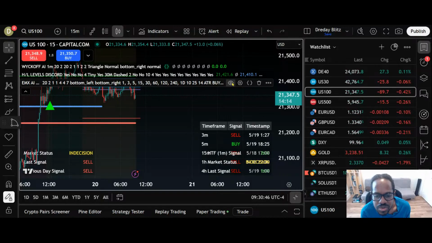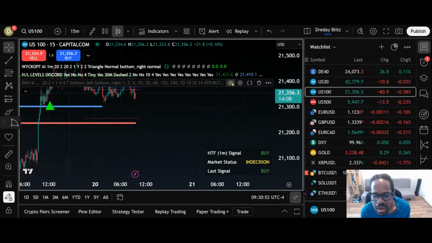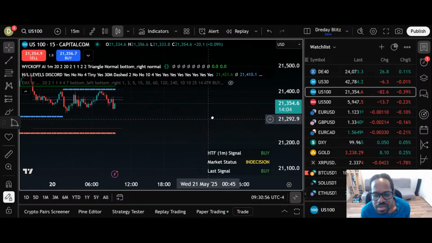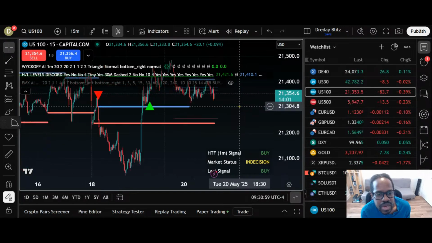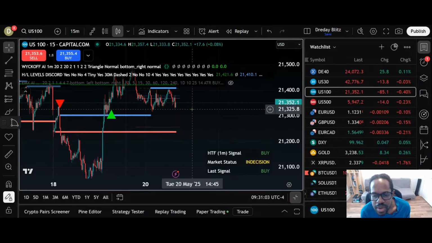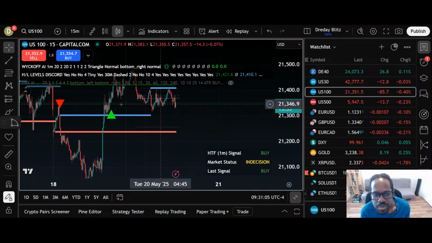We did have a sell on 3 minute with MXAI. That was the last signal on the 19th. So waiting for, didn't get a buy or sell here on the 1 minute yet.